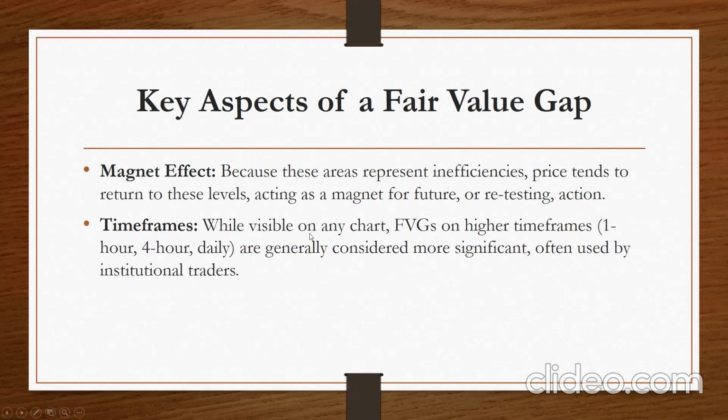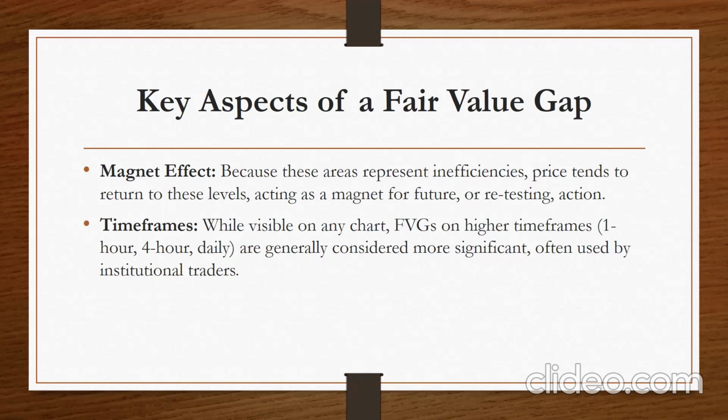Then time frame. While visible on any chart, you can see fair value gap on any time frame. Same for the order blocks. Okay, you can see order blocks on any time frame. FVGs on higher time frames, like 1 hour, 4 hours, daily, are generally considered more significant, often used by institutional traders. Yeah, so order blocks and fair value gap, they form on any time frame. 30 minutes, 15 minutes, 5 minutes, and what have you. But we are saying that the ones on 1 hour, 4 hours, and then the daily candle are very significant.